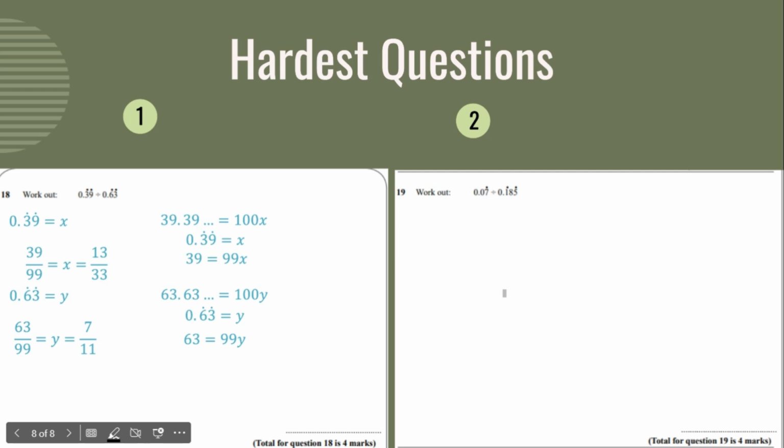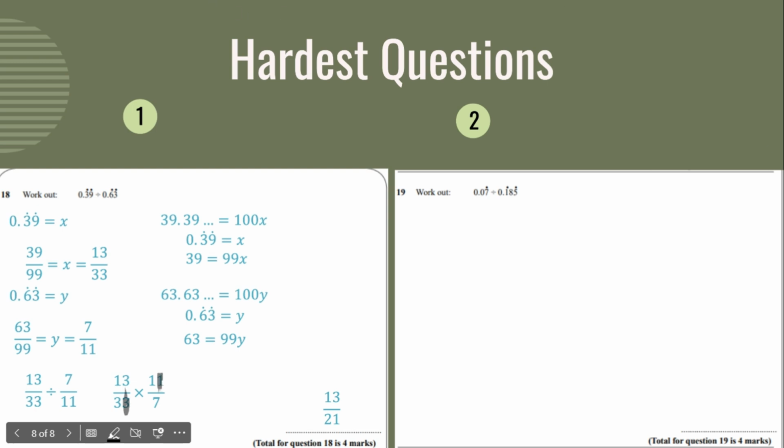As now we've got both our fractions, we would do 13 over 33 divided by 7 over 11. And as we divide by fractions, we keep change flip, meaning 13 times 11 and 33 times 7. However, as 33 and 11 have a common factor of 11, we can cross cancel. So this would cross cancel down to 3, and this would cross cancel down to 1. So we do 13 times 1 and 3 times 7. So our final answer would be 13 over 21.